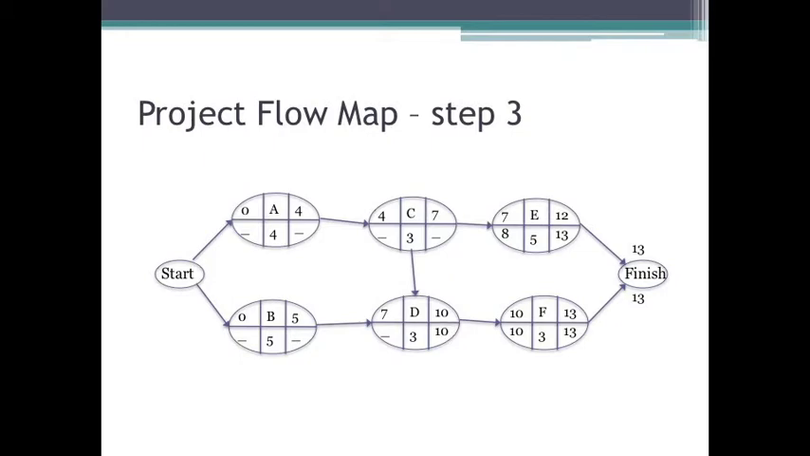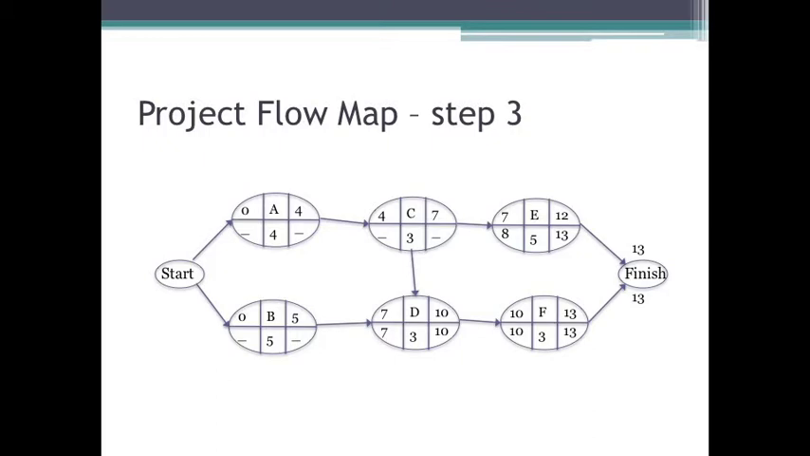We go on. We calculate task D's latest start time. So 10 minus 3 is 7, and this becomes task D's latest start time. Now here's where things get interesting, because task C is a predecessor for both task D and task E. So how do we find the latest finish time for task C?